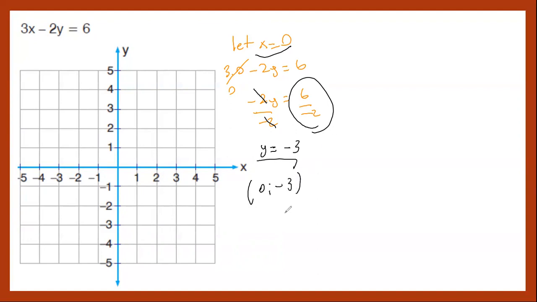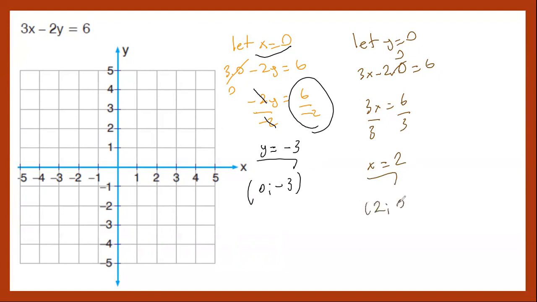Then say let y equals 0. Let y equals 0. That will be 3x minus 2 times 0 equals 6. That will be 0. 3x equals 6. And then over 3, x will be 2. And then this other point will be (2, 0). I got 2 points. Enough for me. I don't need to do any other thing.